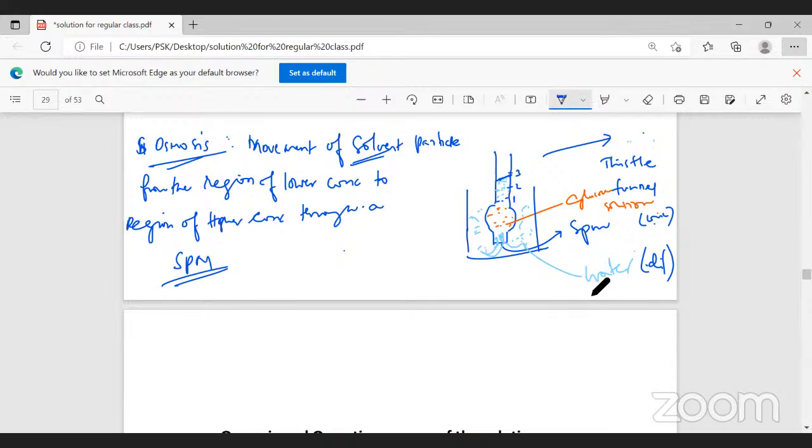Now just observe, I told you, water does not contain glucose. We'll assume it to be dilute.